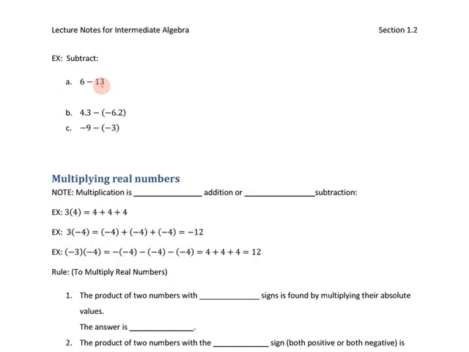So here we go. 6 minus 13 is 6 plus a negative 13. And according to our rules for adding, when you have different signs, you subtract their absolute values. So 13 minus 6 gives me 7. And then I keep the sign of the larger absolute value, which happens to be 13. So it's going to be negative.